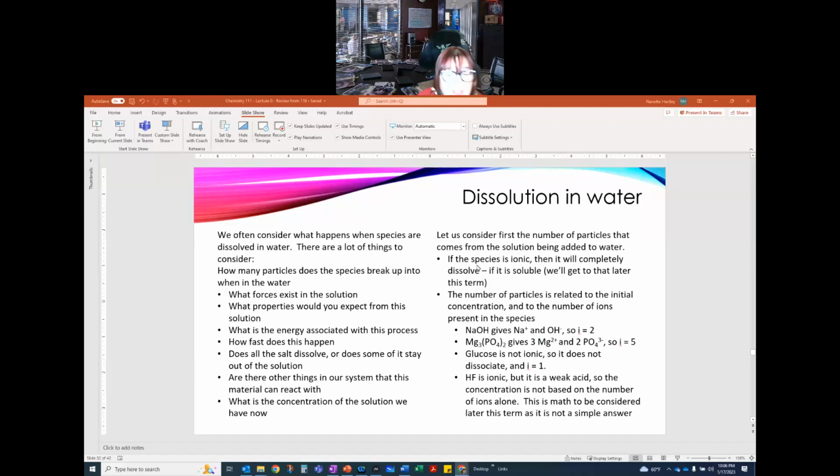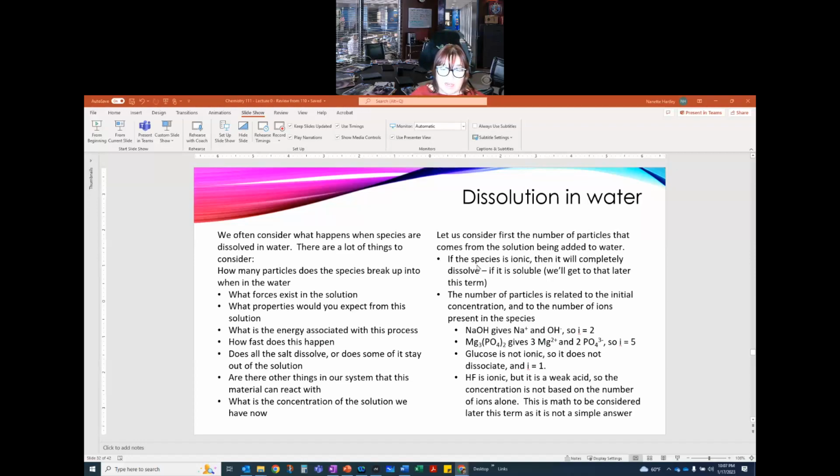And of course, if I want to do that, I need to know, is this thing ionic or not ionic? Okay. If it's ionic, it completely dissolves, if it's soluble, and we'll talk about solubility and what that means. You may have heard of it already, but we'll talk about those rules a little later on. The number of particles that it becomes once it goes into the solution is related to not only the initial concentration, but also to the number of ions present in the species.